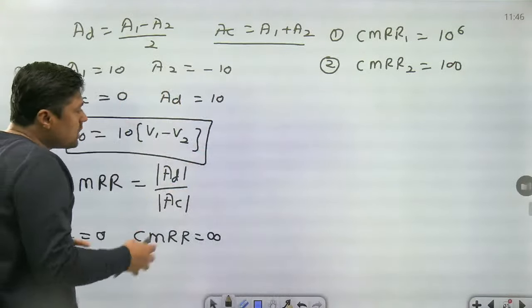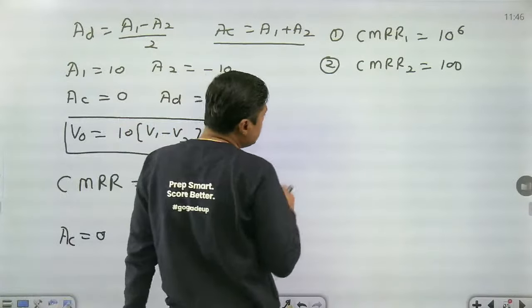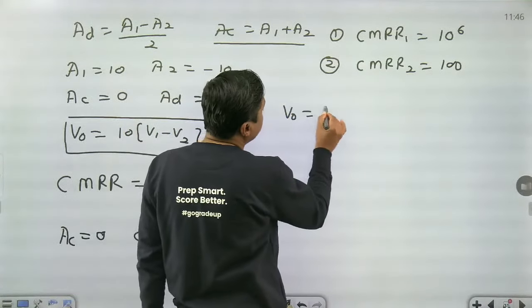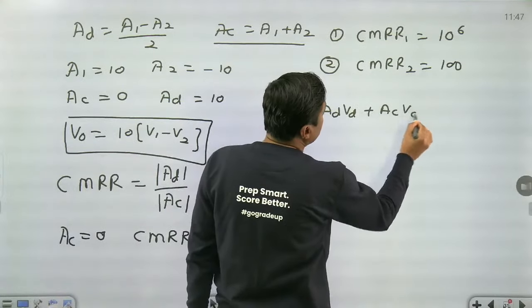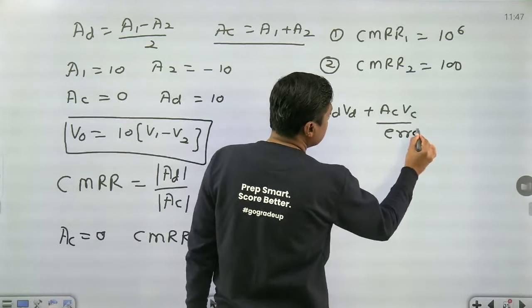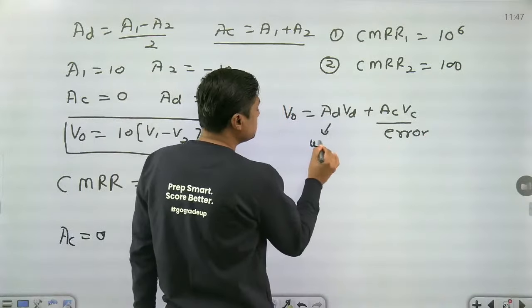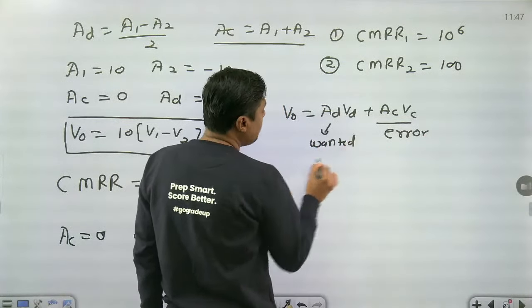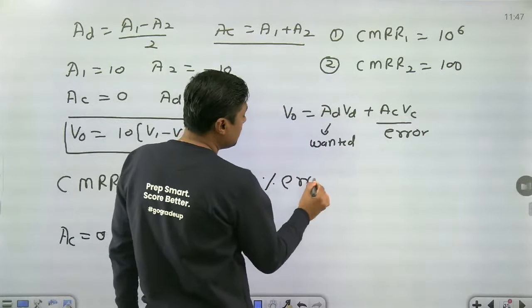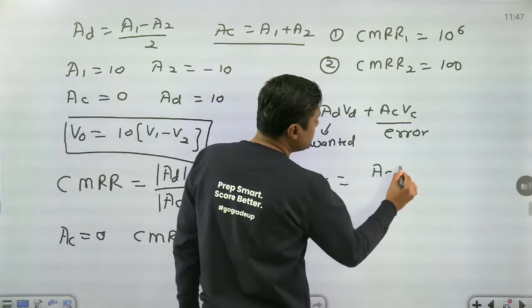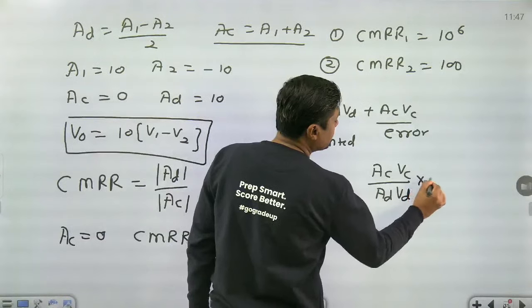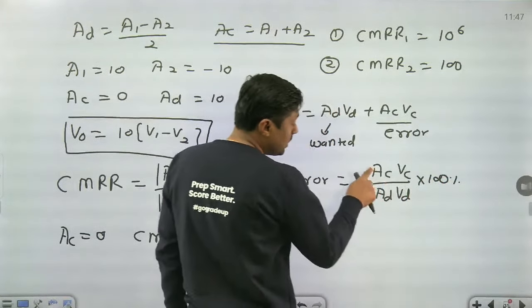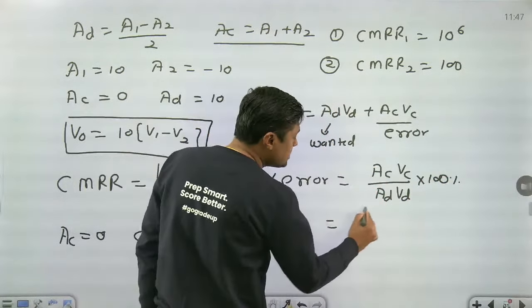Second, what is the percentage error? Percentage error means what? What is the output? AD/VD plus AC/VC. This is the error, and this is the wanted term. So what is the percentage error? Percentage error is nothing but AC/VC divided by AD/VD into 100%. This is the direct formula. AC by AD is nothing but 1 by CMRR.